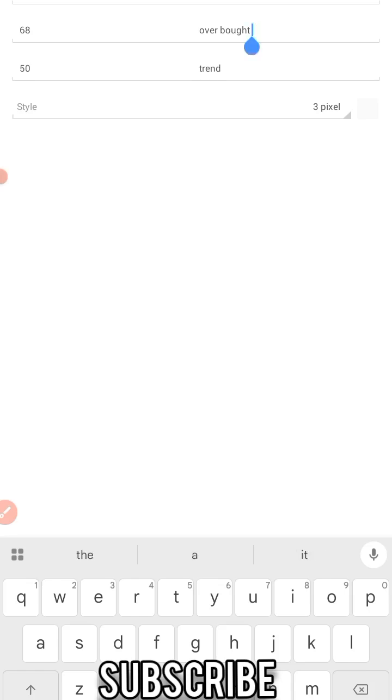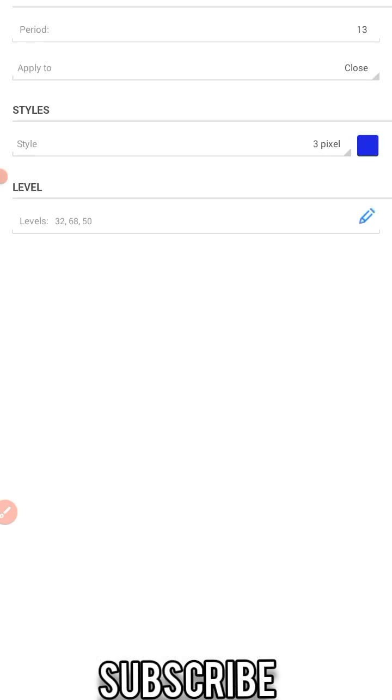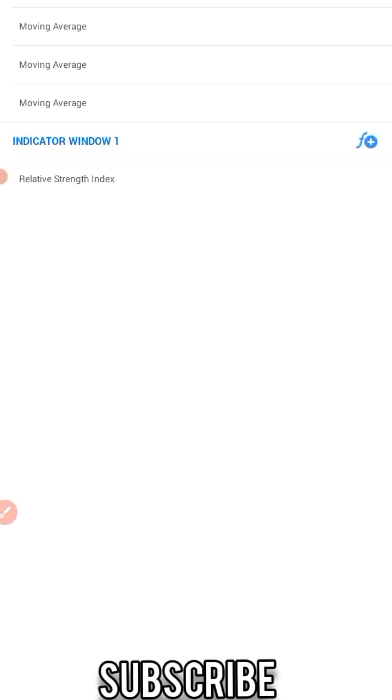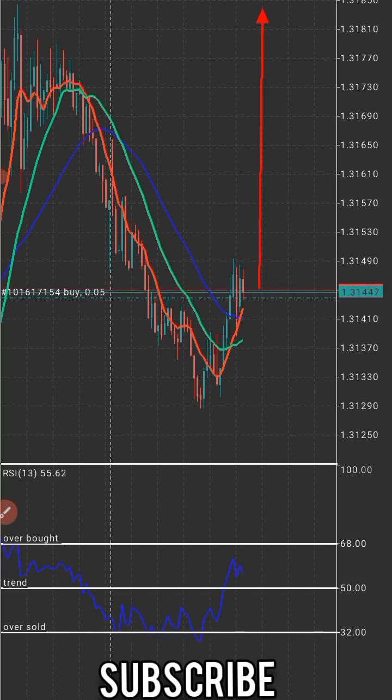And being on level 68 is a proof that it's already overbought, so there is a tendency that it will start dropping down, it will start selling. Now look at how it looks. You see it here? See what I'm saying? This is how it looks: this is overbought, oversold, and then our trend. When it reaches here, it is trend. There's a high probability that it will return back to the trend.